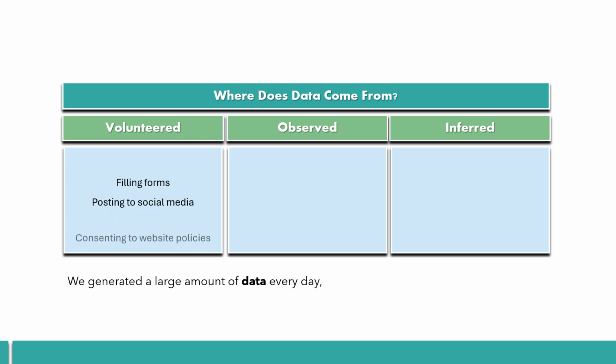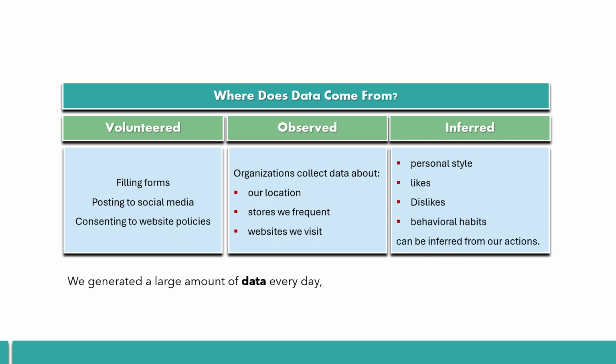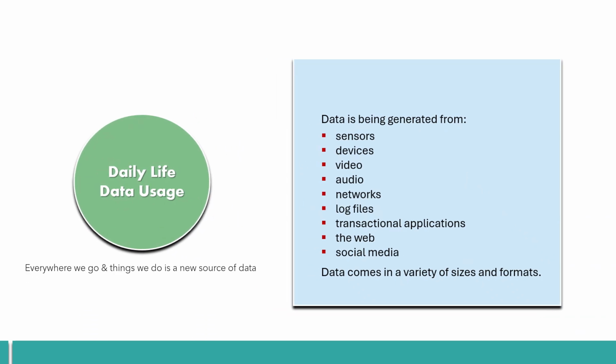By filling forms, posting to social media, and consenting to website policies, we volunteer some data about ourselves. Organizations collect data about us by watching our actions. Therefore, they can know about our location, stores, and websites that we frequently visit. As a result of that, our personal styles, likes and dislikes, and our habits can be inferred from our own actions. Wherever we go and things that we do is a new source of data.